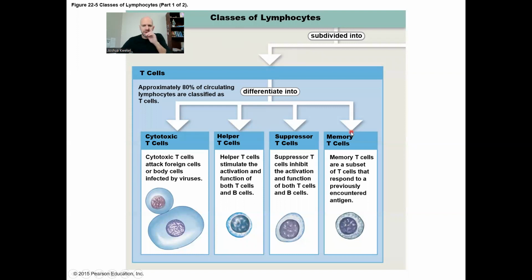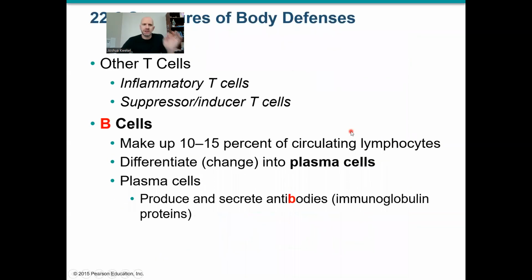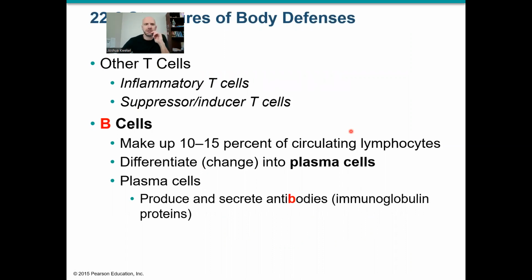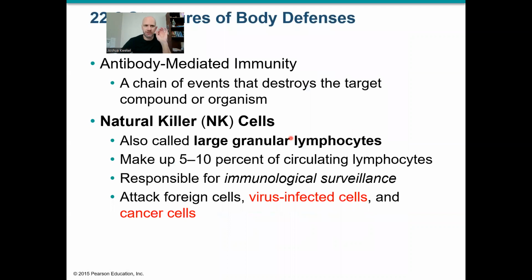Cool. We had left off going through the three different types of lymphocytes. We talked about B cells, we talked about T cells, and we talked about natural killer cells. So these are the three types of lymphocytes, and they work to provide adaptive immunity.